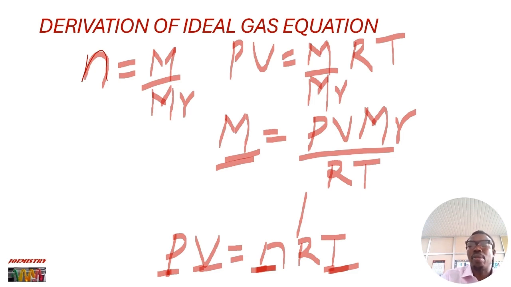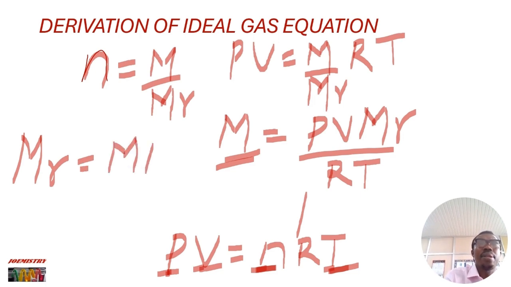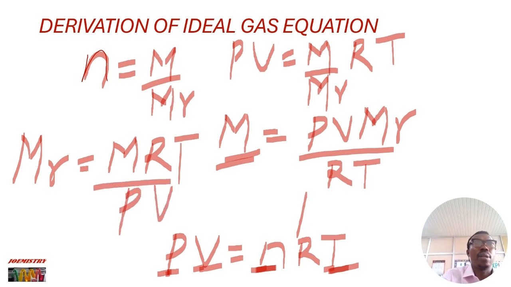We can also calculate the molar mass of the gas. To calculate the molar mass of the gas, make the molar mass the subject of the formula. Molar mass now will be equal to mRT over PV. So with this, we can calculate the molar mass of the gas. You have the mass, the gas constant, the temperature, the pressure, and the volume. So we can calculate the molar mass of the gas.